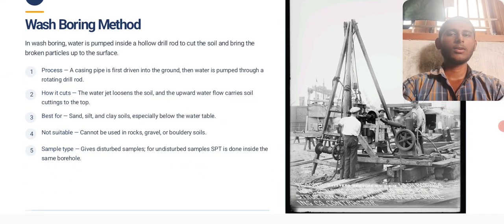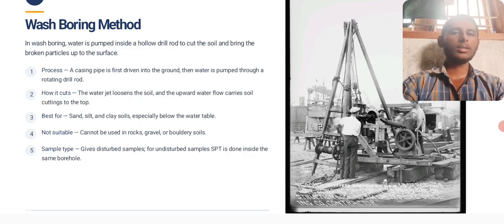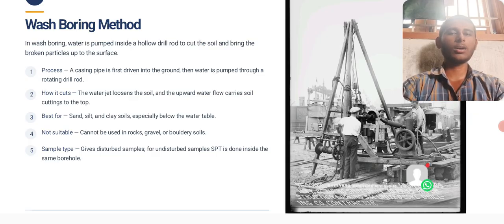Wash boring. Water is pressured inside a hollow drill rod to cut the soil and bring the broken particles up to the surface. The purpose of the wash boring method: the water jet loosens the soil, and the upward water flow carries soil cuttings to the top. It is best for sand, silt, and clay soils. It is not suitable and cannot be used in rocks, gravels, or bouldery soils.